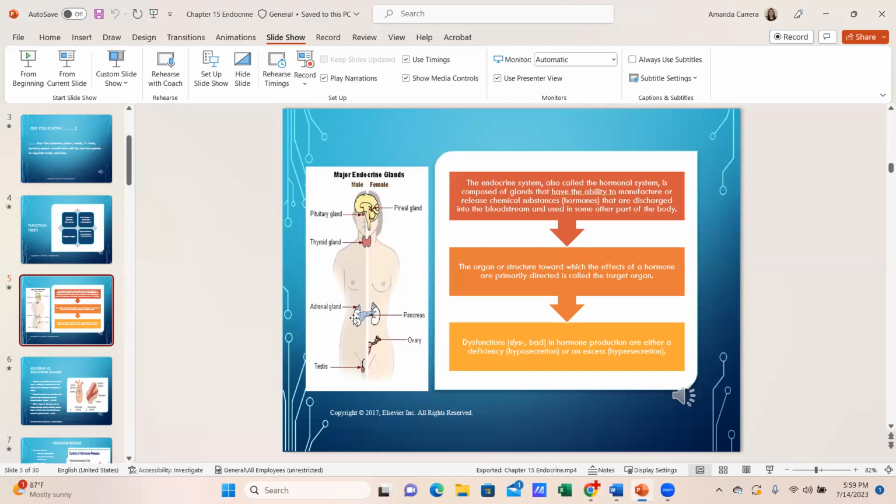Remember the RAS mechanism, the renin, the RAS mechanism. Well, I don't want to go into that. I don't want to confuse anybody.